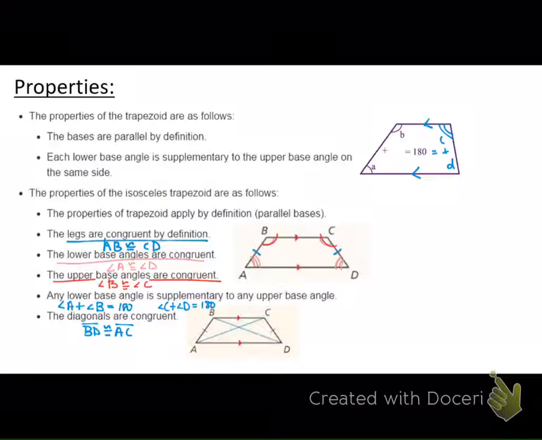Each diagonal separates the shape into two congruent triangles. These are not congruent triangles. And opposite angles are supplementary is not true of this one. Well, actually, opposite angles are supplementary in an isosceles trapezoid. So opposite angles are supplementary only in an isosceles trapezoid.